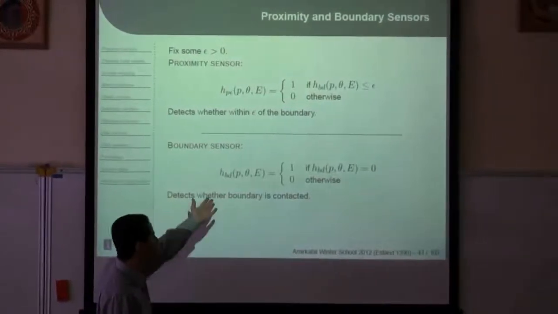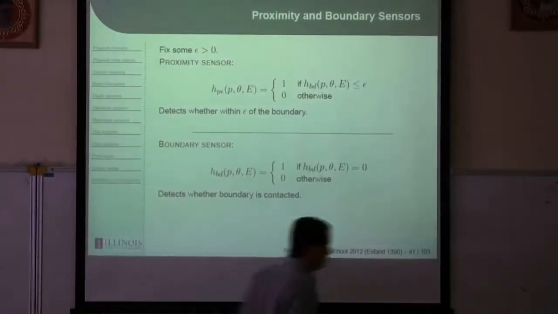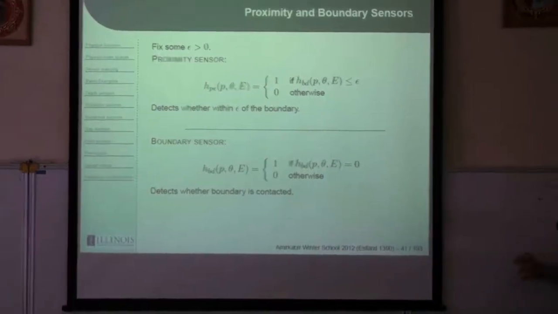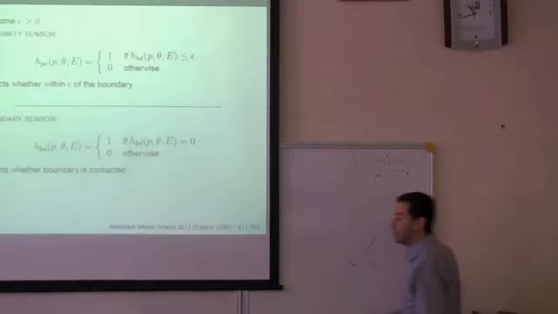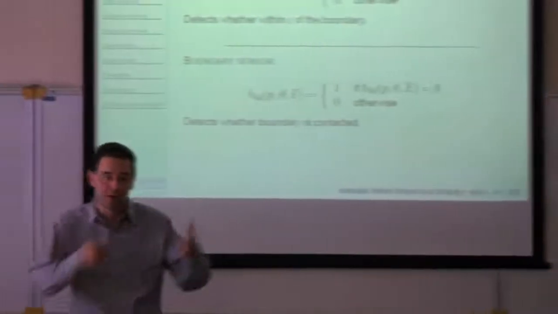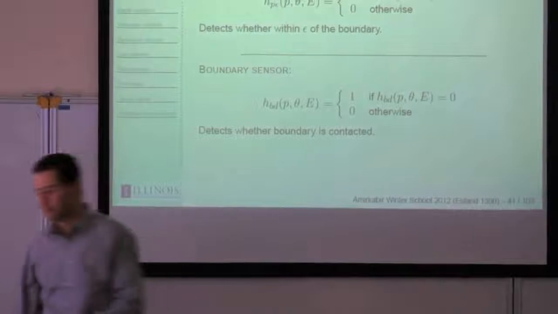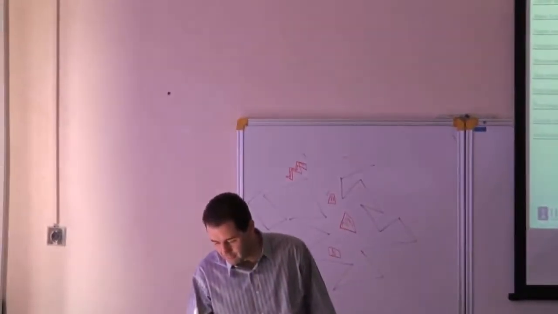All right, so boundary sensor is very nice. Boundary sensor is just a special case when epsilon is 0. So I just say, is the point on the boundary or not? That's very easy to implement with a contact sensor in a robot, right? It just goes click when the robot touches the wall. That one I don't care about.